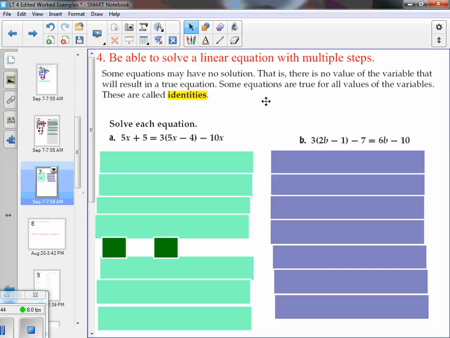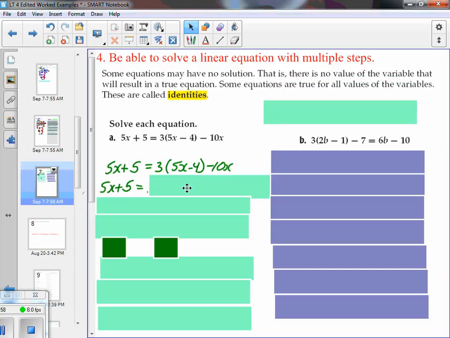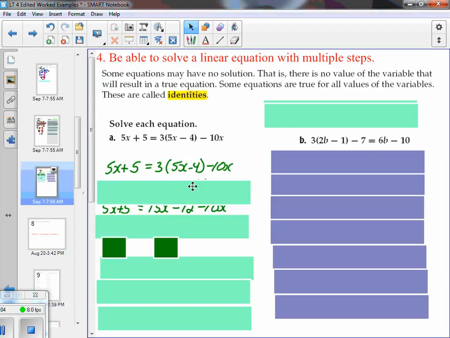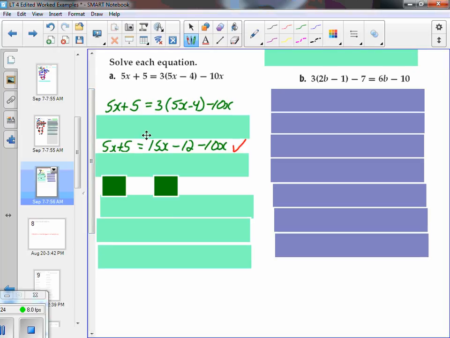So here's what happens. Let's take a look at A. I'm going to work this, and I want you to work it with me the way I always would. I start off, I need to simplify each side. On the right side, I'm going to distribute this 3 here. So I copy down the 5x plus 5, then distribute the 3. 3 times 5x is 15x. 3 times negative 4 is negative 12. Copy down the negative 10x. You guys with me down here to the check mark? I've got like terms to combine again.